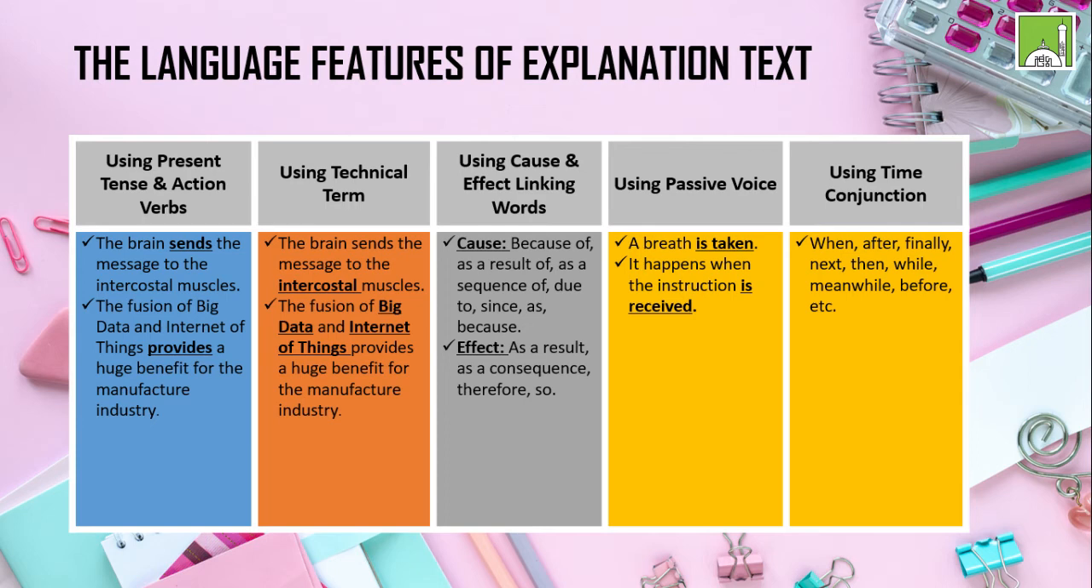Present tense is used to indicate that the things that you explain, the phenomena that you explain, are still true until now. The facts still exist until the present. That's why we use present tense. And why do we use action verbs? It is actually to indicate that we are explaining something, like the example that you can read by yourself.